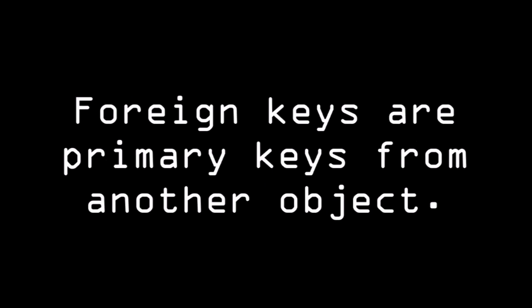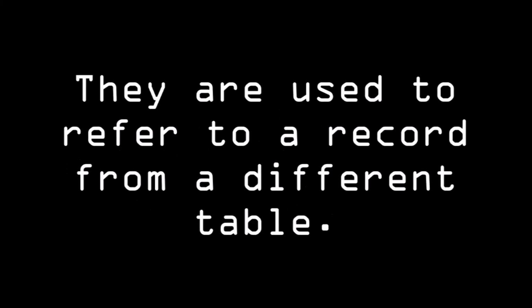Next up are foreign keys. Don't worry, these keys aren't stealing any jobs. Foreign keys are primary keys from another object. They are used to refer to a record from a different table. For example, if someone owns some slaves, the slaves will have different primary keys. So, you can put the ID of the slave owned in the slave attribute, and the tables will be linked.